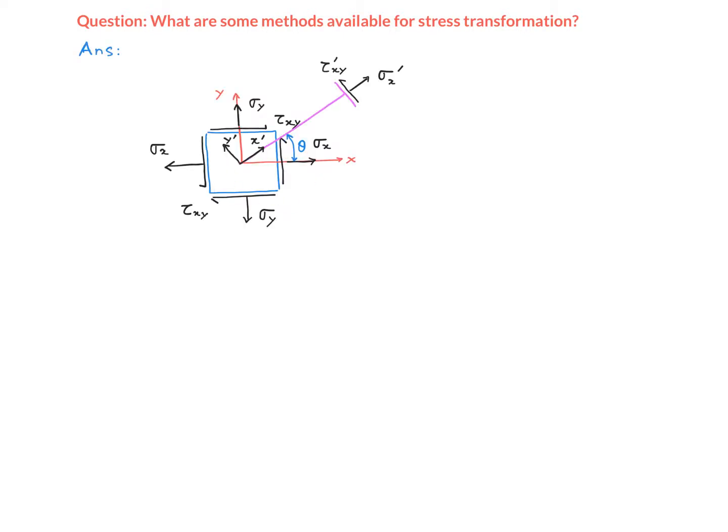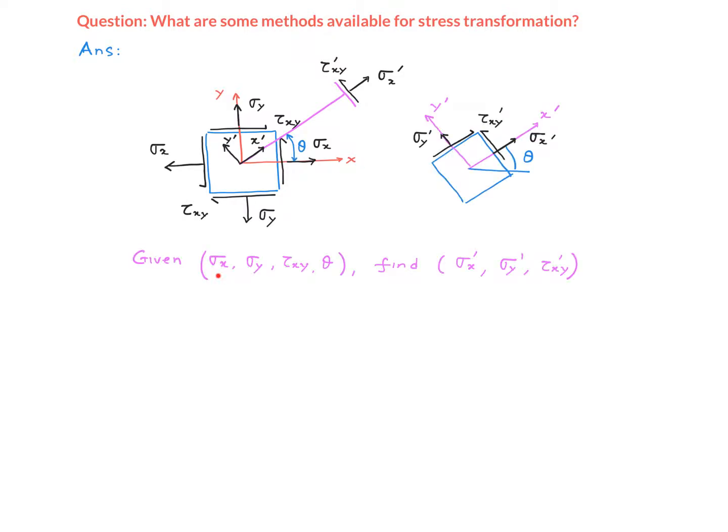Given the components of the stress with respect to the XY Cartesian coordinate system, we need to find the components of the stress with respect to a rotated system where the x prime axis is rotated counterclockwise from the x-axis through an angle theta. More precisely, given sigma x, sigma y, tau xy and theta, we want to find sigma x prime, sigma y prime and tau xy prime.